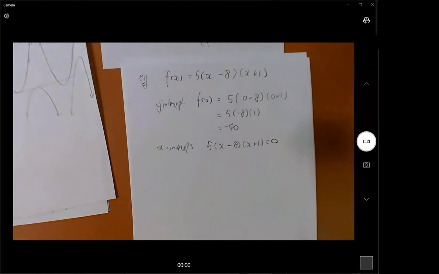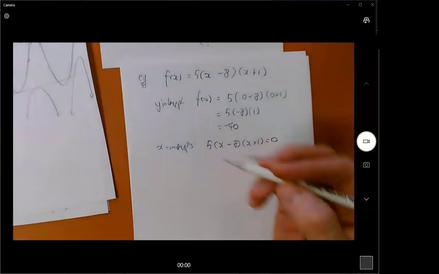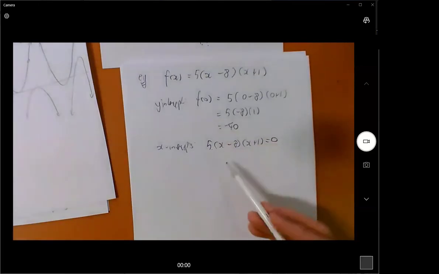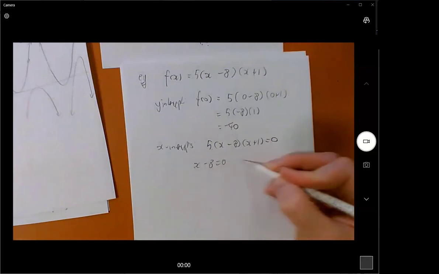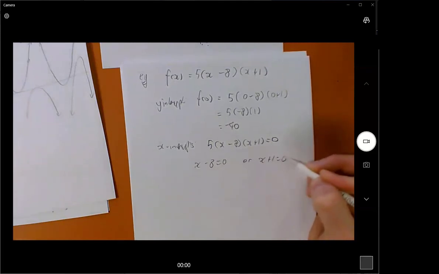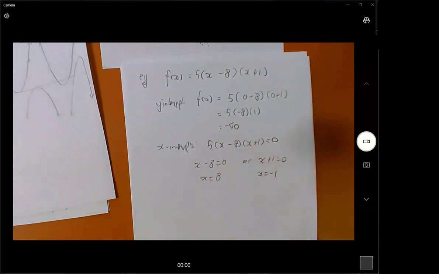And that's a lot easier, because the only way to make 0 come out when you multiply numbers together is for one of those numbers to be 0. You can't multiply numbers that aren't 0 together and get 0 as the answer. So one of these has to be 0. So 5 can't be 0 because it's 5, or this is 0 or this is 0. So x equals 8 or x equals minus 1. Because I added 8 to both sides of this and added 1 to both sides of this.